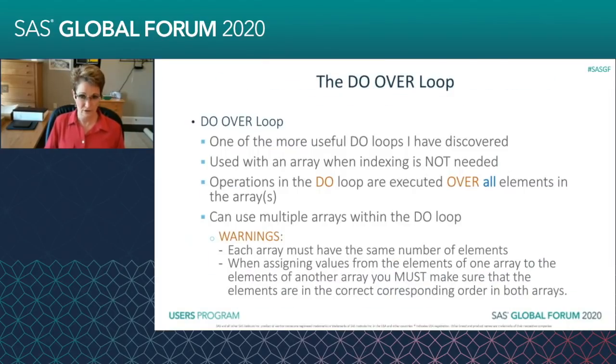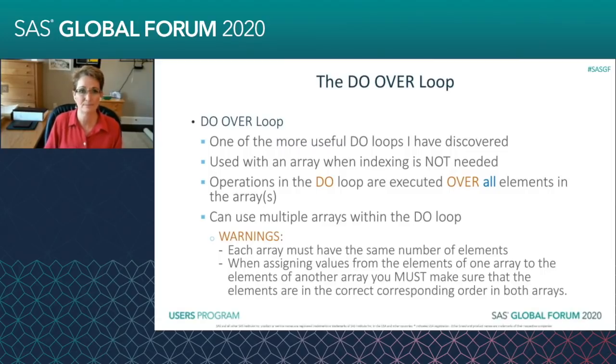I then use a do-over loop. It's one of the more useful do loops that I've discovered when I use an array and I don't know how many variables are in that array. Using the do over loop with that array just causes SAS to do everything within that do loop over every variable in the array. You can use multiple arrays within the do loop. You do have to be aware that each array must have the same number of elements if you're referencing multiple arrays, and that if you're assigning values from one array to another, your variables correspond in terms of the order that they are in each array.